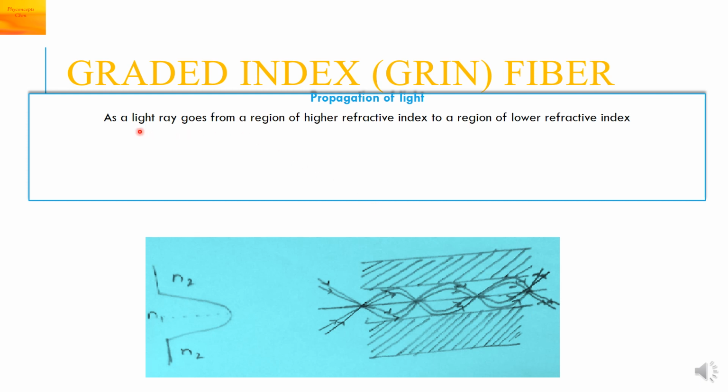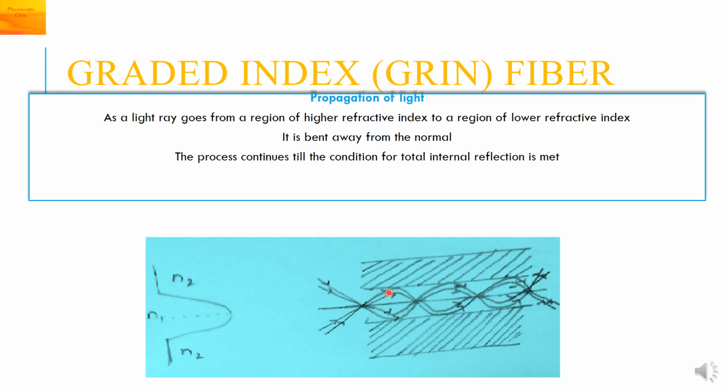As the light ray goes from a region of higher refractive index to a region of lower refractive index, like when you talk about this ray, it is going from the center, moving away from the center, and then strikes the interface of the core and cladding. At that time it is going from the higher refractive index to a lower refractive index, and when it strikes the interface of the core cladding, here it suffers total internal reflection. So it is bent away from the normal.